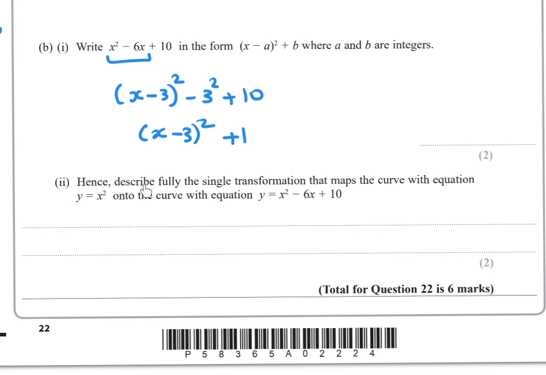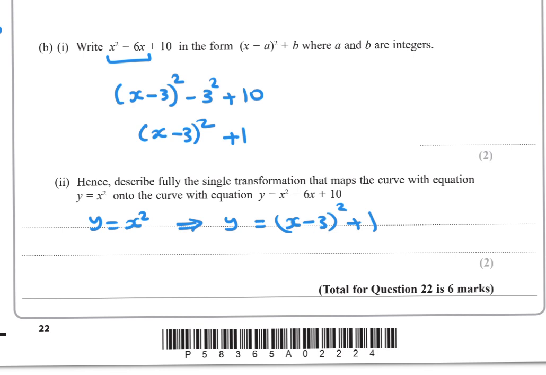Part (ii), hence describe fully the single transformation that maps the curve with the equation y equals x squared into the curve y equals x squared minus 6x plus 10. So now we have y equals x squared into the graph y equals (x minus 3) squared plus 1. Compare between the two graphs. So we subtract 3 from x.